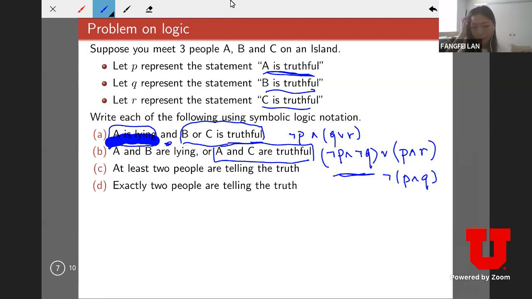So for example, if we continue, let's say at least two people are telling the truth. What does that mean? That means either A is telling the truth and B is telling the truth, or another pair. So we have different combinations, right? Let's say first of all, A and B are telling the truth. How do we write that? A and B are truthful.